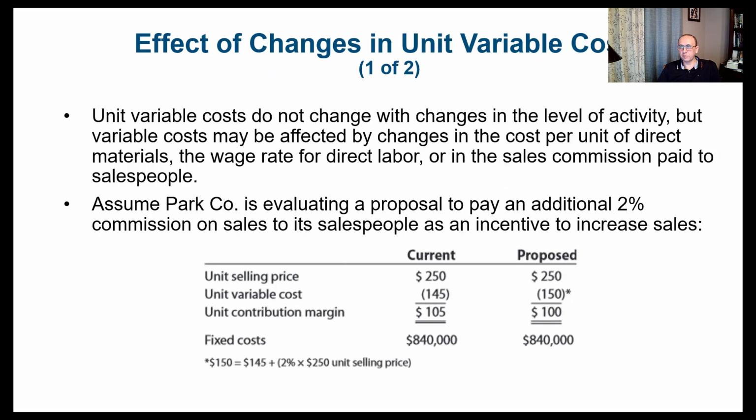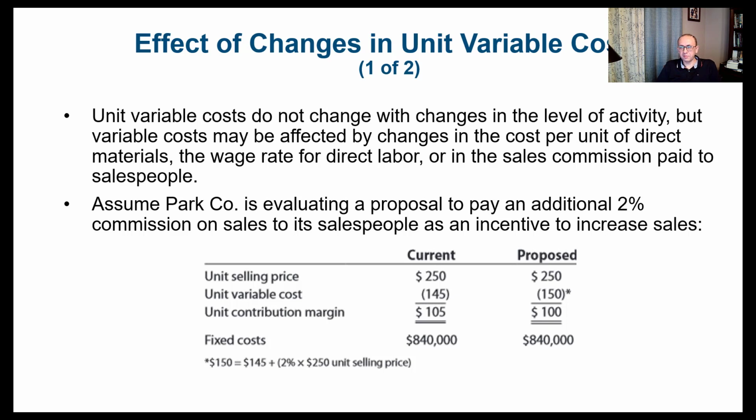What if there's a change in the unit variable cost? I think it's going to be the same. If the unit variable cost goes up, then we expect the break-even point to go up as well. But we'll prove it. So unit variable costs do not change with changes in the level of activity, but variable costs may be affected by changes in the cost per unit of direct materials, the wage rate of direct labor, or in the sales commission paid to salespeople. So let's assume this example.